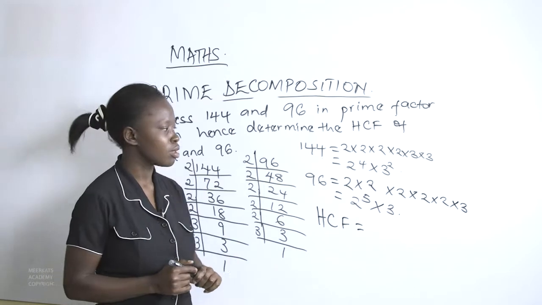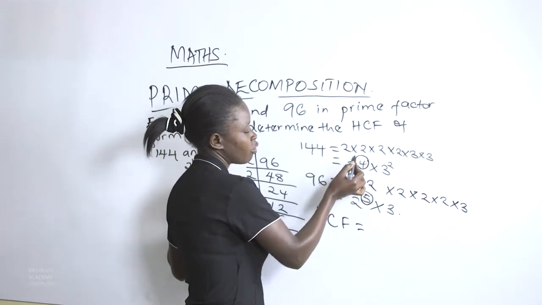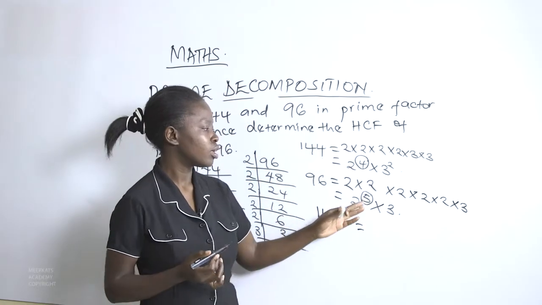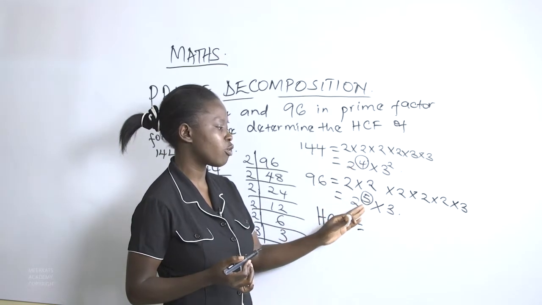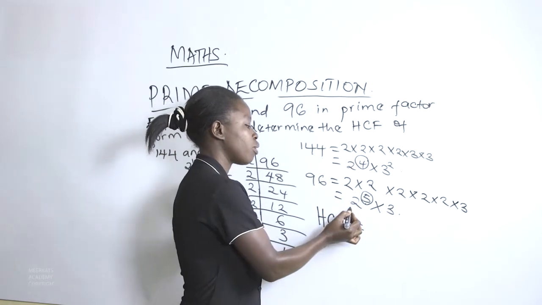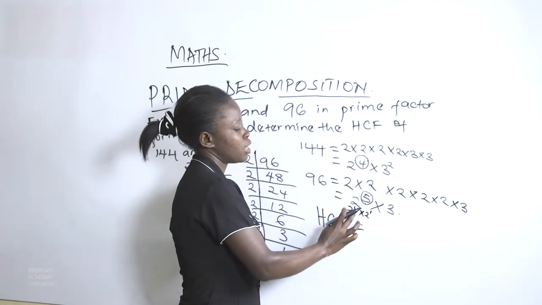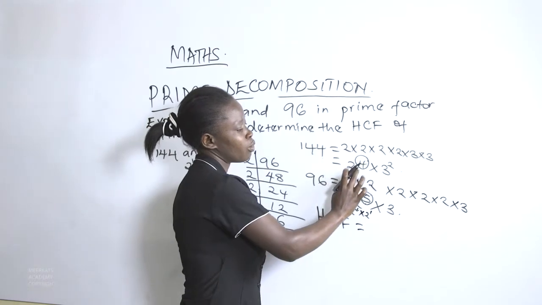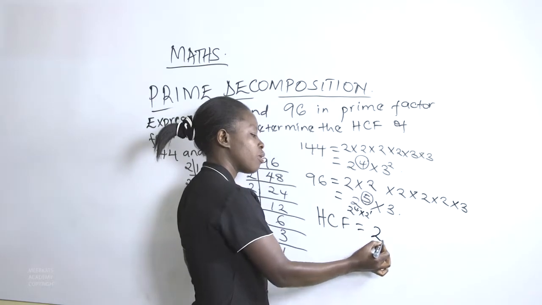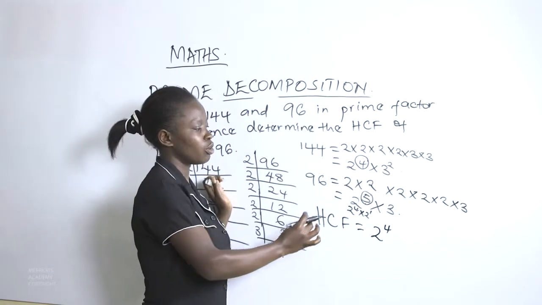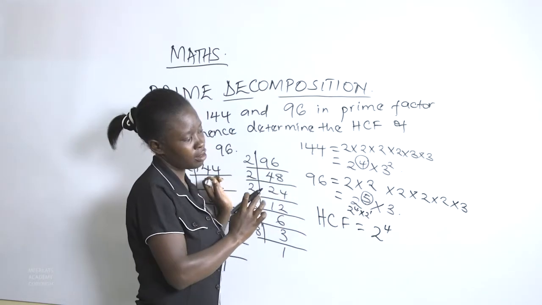So in this case, what are we getting here? We have 2 to the power of 5. We have 2 to the power of 4. So we find that 2 to the power of 4 is appearing here, 2 to the power of 4 is appearing here. So if this 2 to the power of 5 is just the same as 2 to the power of 4 times 2 to the power of 1, meaning this 2 to the power of 4 is here, we also have 2 to the power of 4 on the other side. So it means 2 to the power of 4 is the lowest factor that we are meeting here, that is common in both 144 and 96.